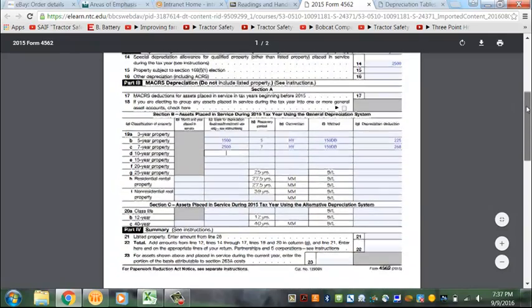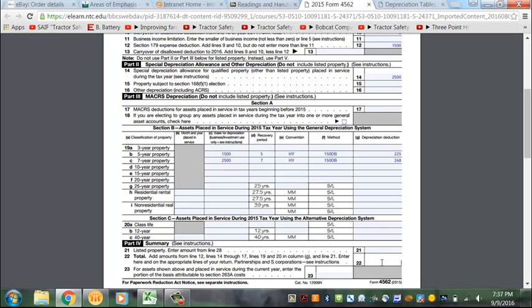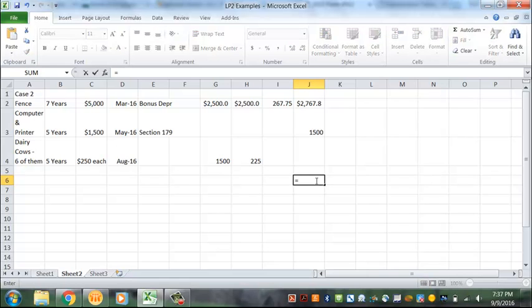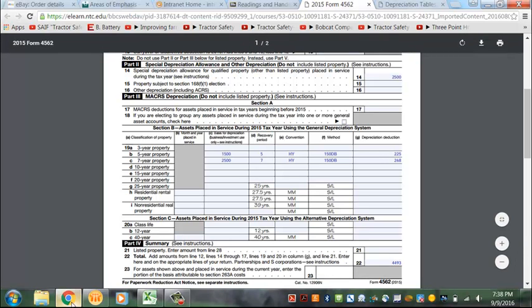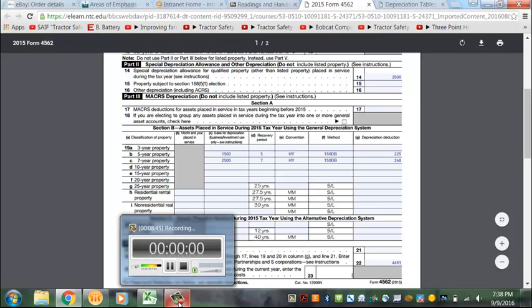So we scroll down to our summary, and in our total, we can see if we go back and add all of these up. So we're going to take the $2,500 from the bonus, plus the regular depreciation on the fence, plus the Section 179, plus the regular depreciation on the cows, and we have a total of $4,493. And that is where we fill that out, because that totals and summarizes all of our deductions for the year. So this then is the end of example 2, and we will move on and do one more example for listed property.